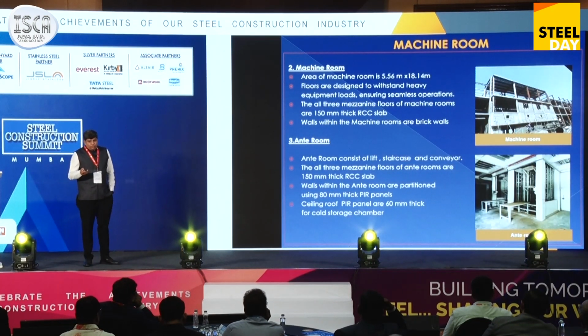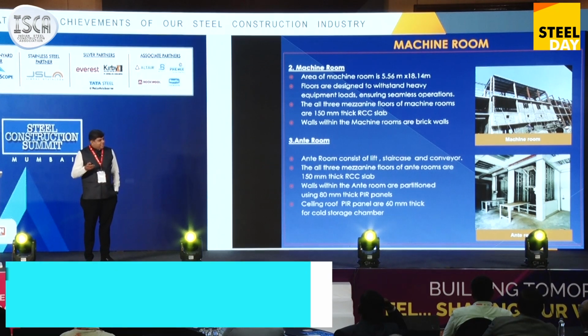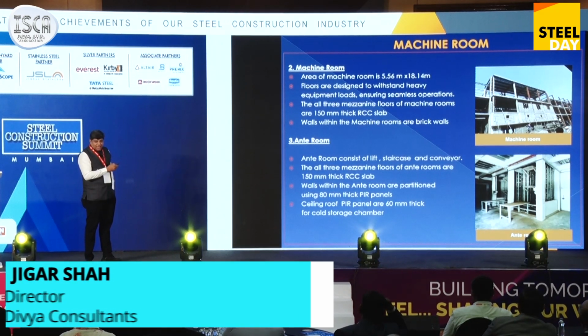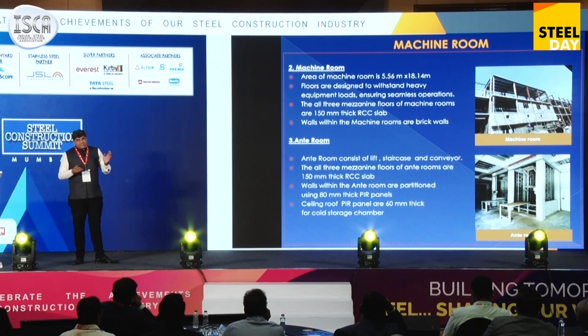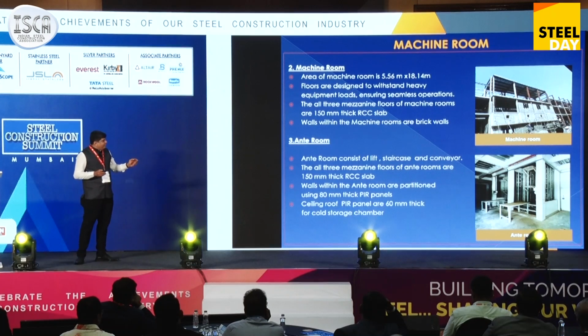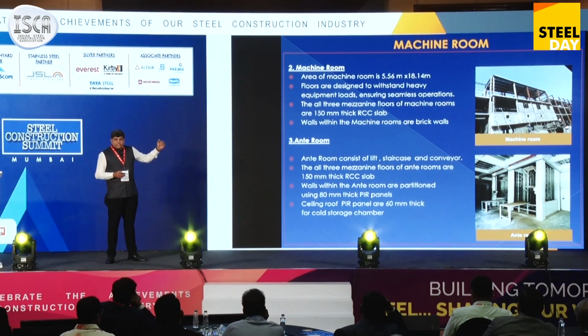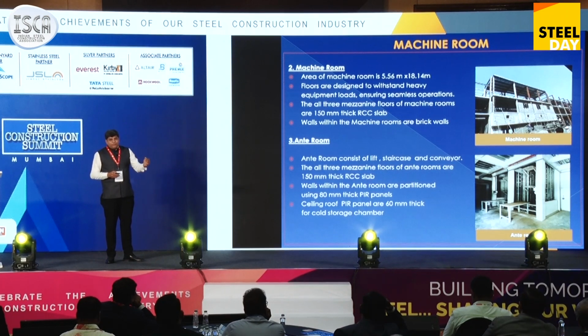Second is the machine room. It is complete, in 3 levels, and done in RCC. And the last one is the ante room. In the ante room, there is a staircase and a lift. The lift is a conveyor lift where the laborers keep material on it, and it is a conveyor type of system. They keep it and it goes up.